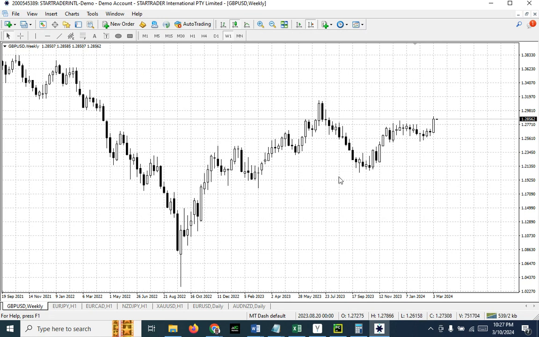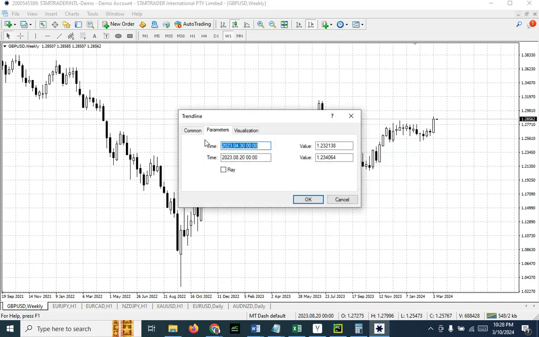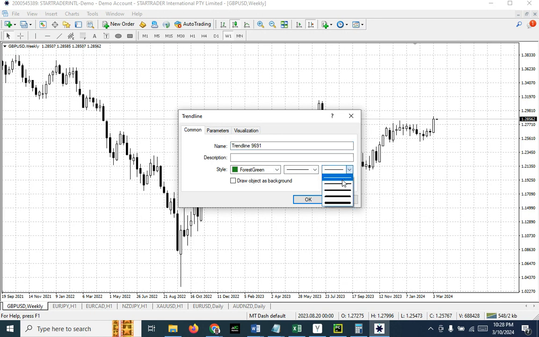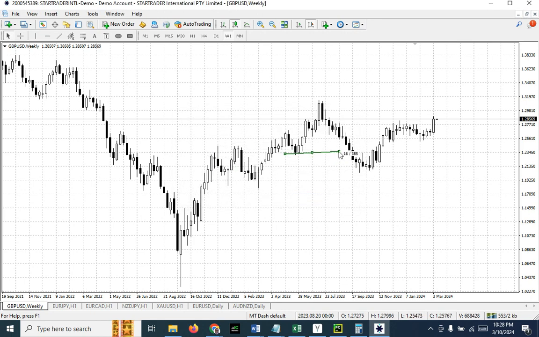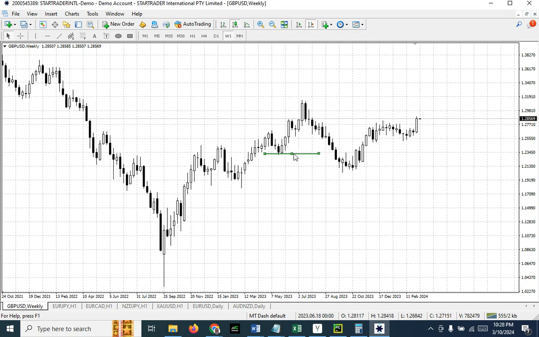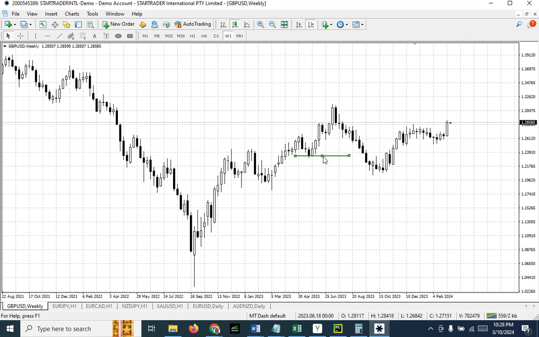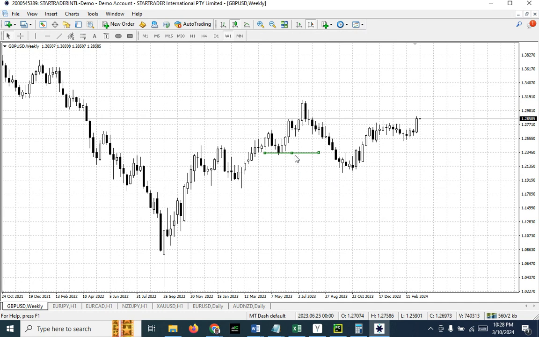From September 2022, the market structure is an uptrend. But there's a change of character here, guys. I'll tell you what I mean. There's a change of character. This was a swing low here, guys. Let me increase the thickness of this line. This was a swing low. Now, let's copy this.